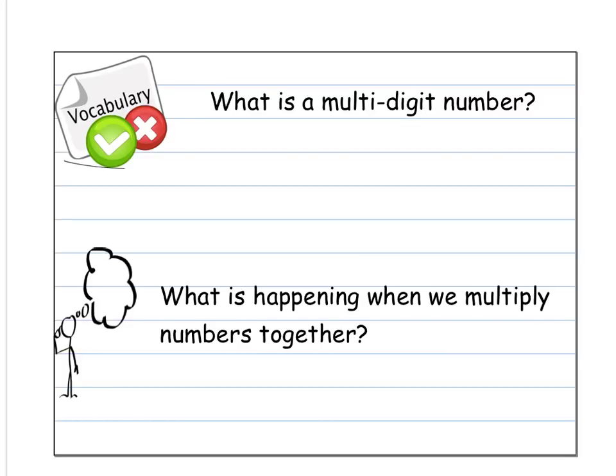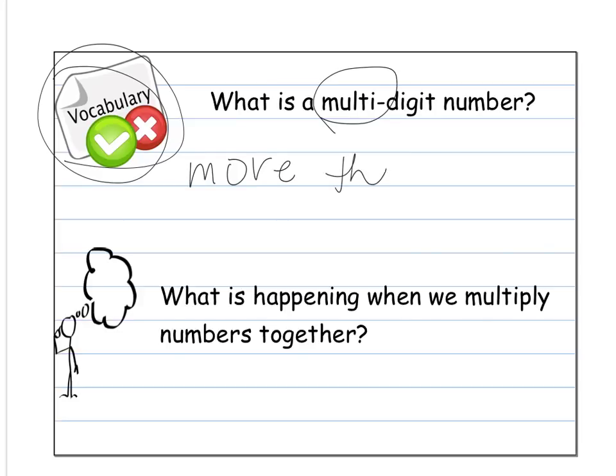All right, remember whenever we see this icon, it means a vocab word that we need to write down. Our first vocab word is multi-digit number. If you look at the word multi, that means more than one. And then digit number, those are our numbers 0 through 9, so more than one digit.